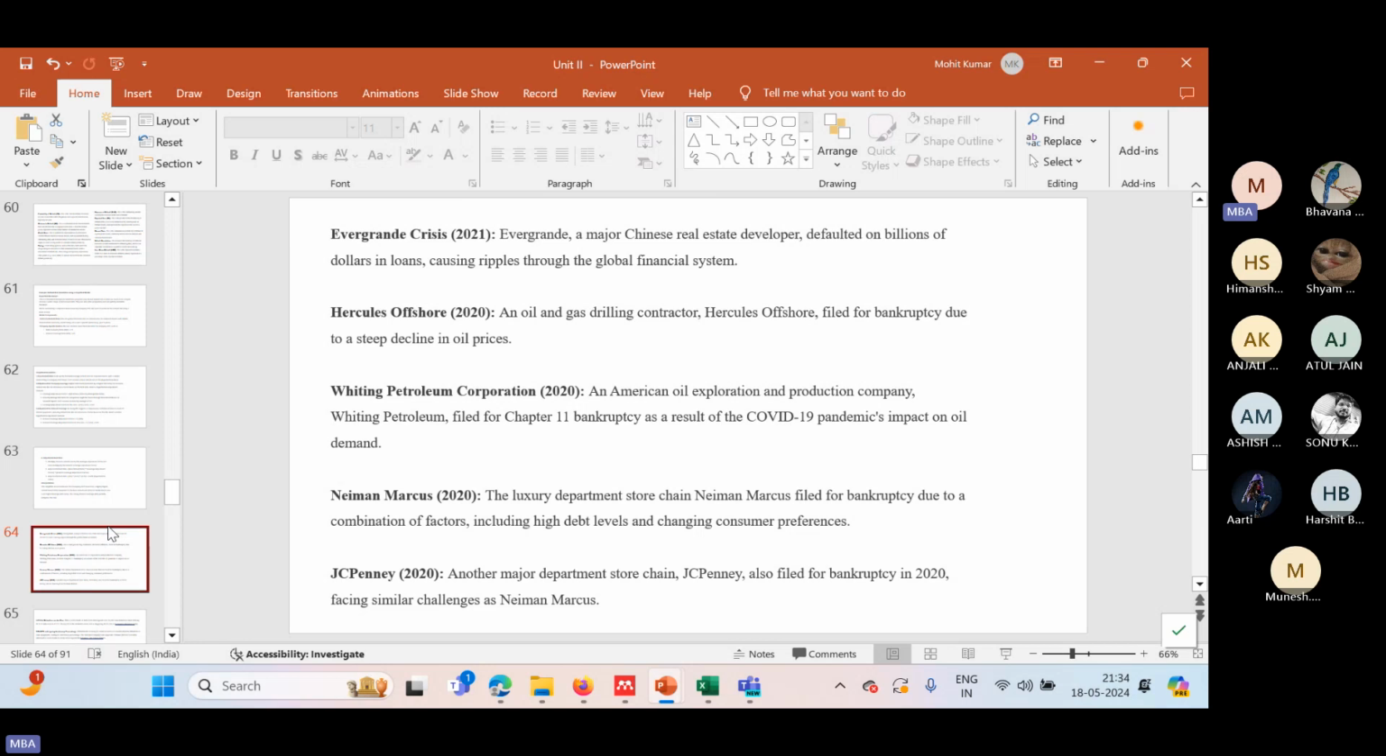Then for some crises, I gave some examples. The Evergrande crisis we have already discussed. Then White Petroleum Corporation, then JCPenney and all. This is just for your understanding only. You can read all these things in the newspaper also.